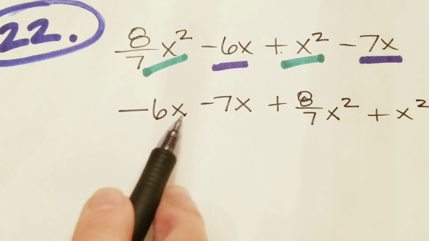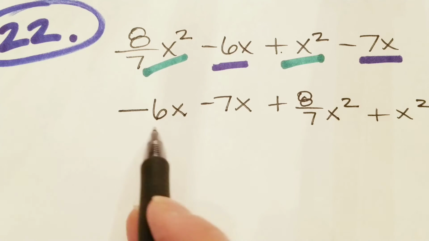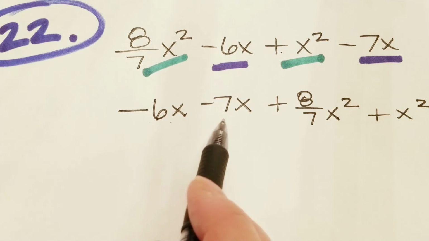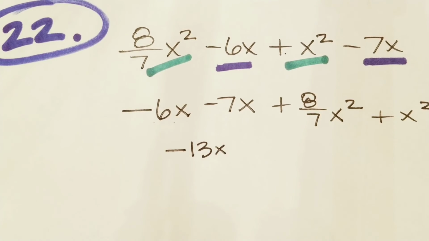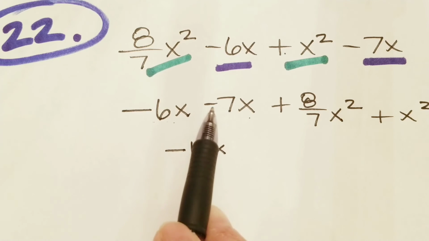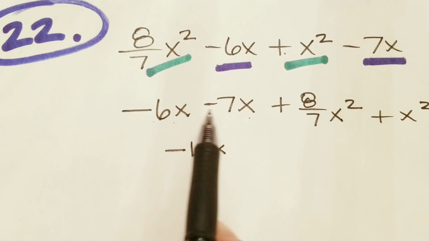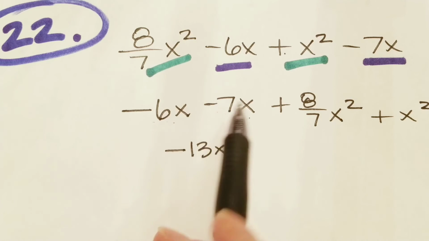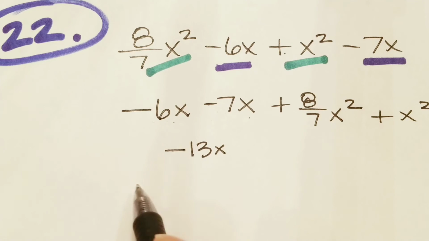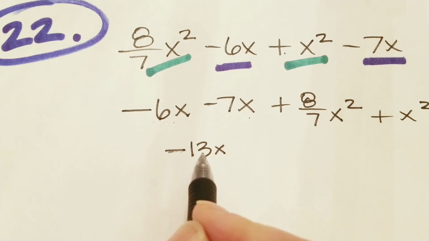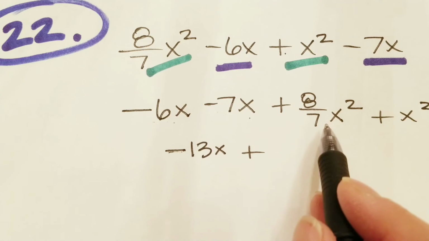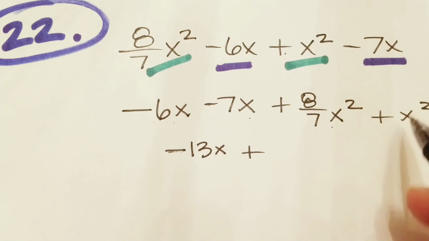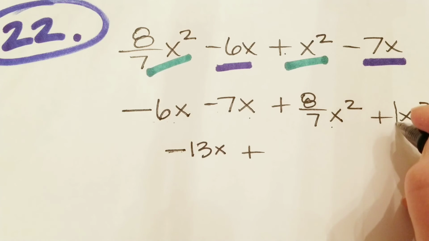So I'm just going to go ahead and basically add left to right. Negative 6x minus 7x is a negative 13x. Everyone see that? So we have two like terms. We have two negative numbers. 6 plus 7 is 13, but we have two negatives and we're adding negatives. So negative 13x plus we have 8/7 x squared plus 1 more x squared.